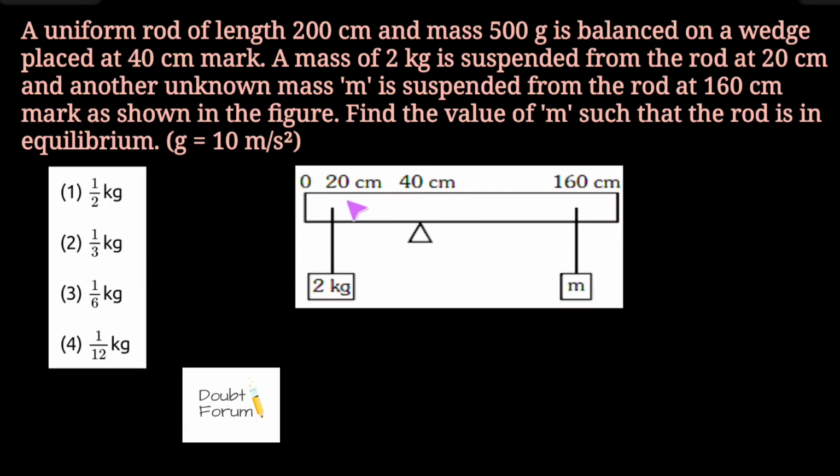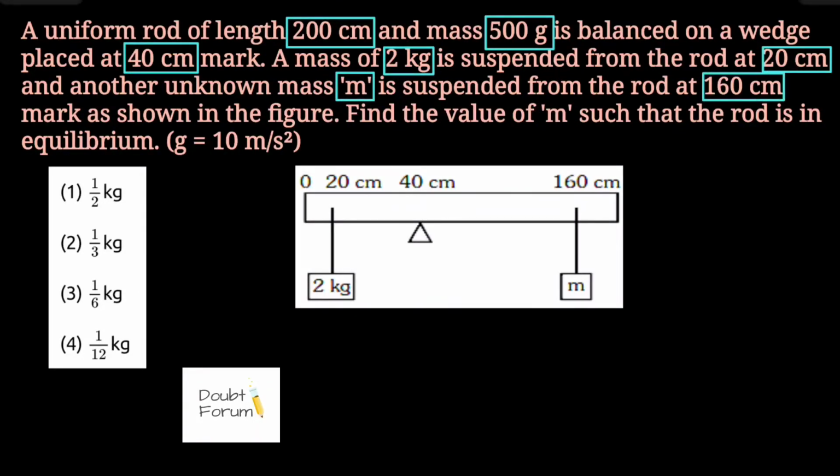This question is based on the torque equation, and the question is: a uniform rod of length 200 centimeter and mass 500 gram is balanced on a wedge which is placed at 40 centimeter mark. A mass of 2 kg is suspended from the rod at 20 centimeter, and another unknown mass, let's say its value is m, is suspended from the rod at 160 centimeter. All these markings are mentioned in this figure. Here we are asked to find the value of unknown mass m such that this rod is in equilibrium. And we can take the value of g as 10 to make calculation simpler.